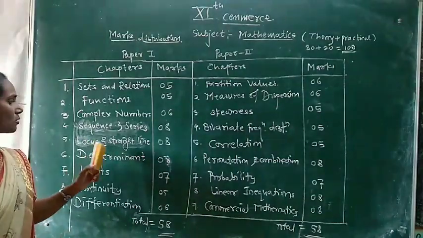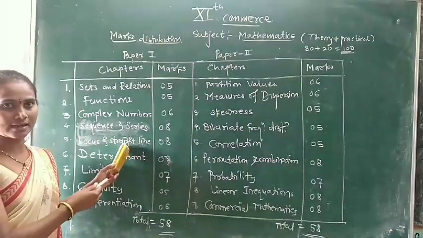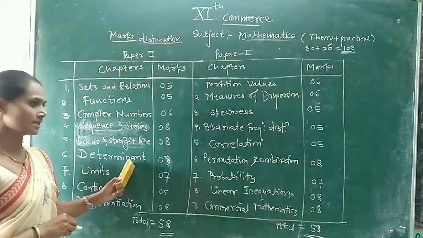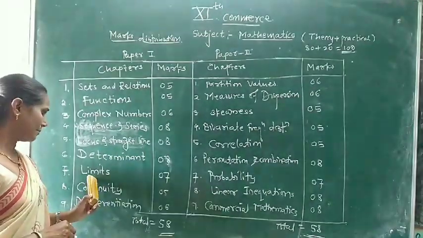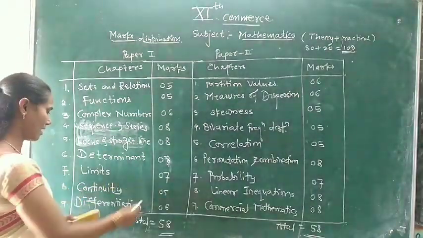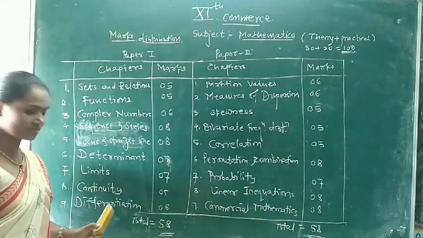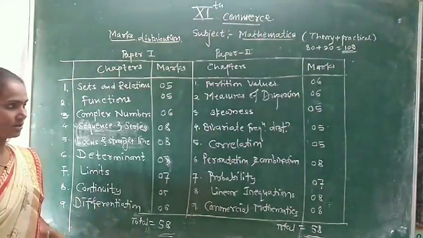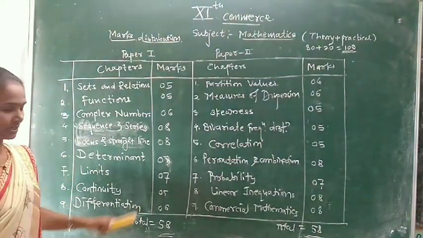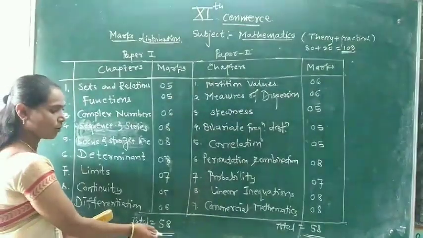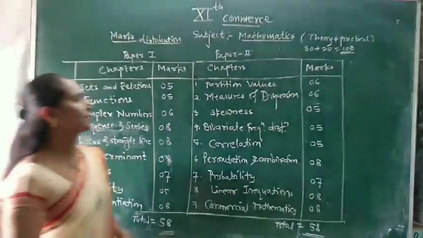Now the next one is locus and straight line. All of you know the straight line. The next one is determinants. Next is limits, which has 7 marks weightage. Chapter number 8 is continuity, and the next one is differentiation. So this is our paper first, and the total weightage of marks is 58. This is with options.